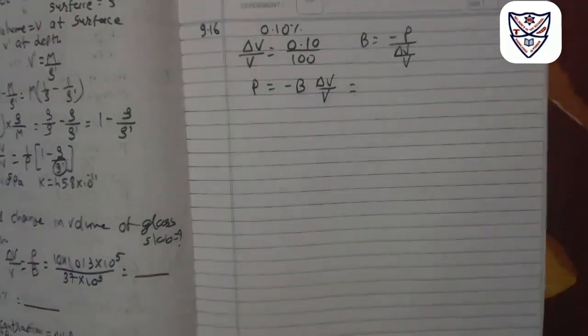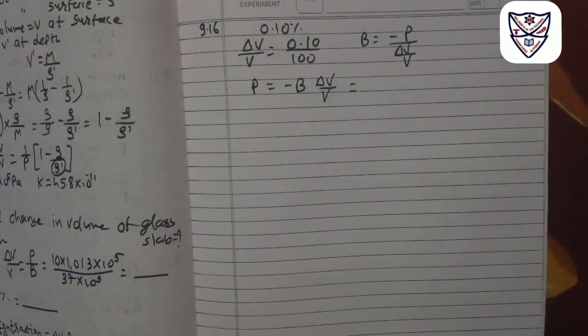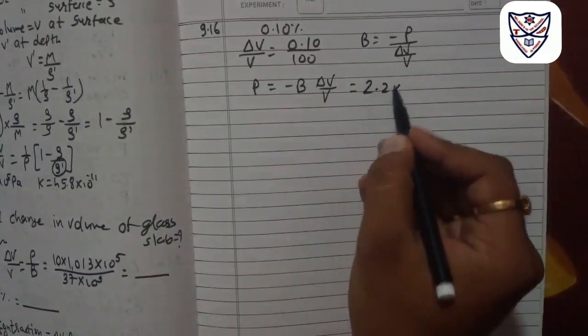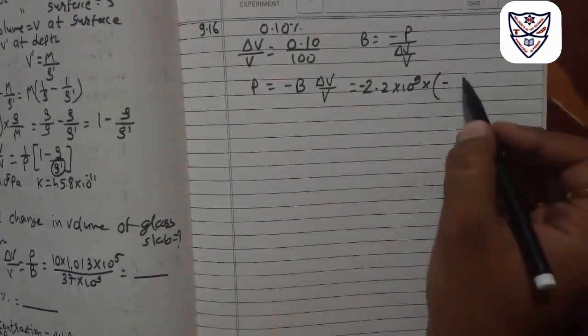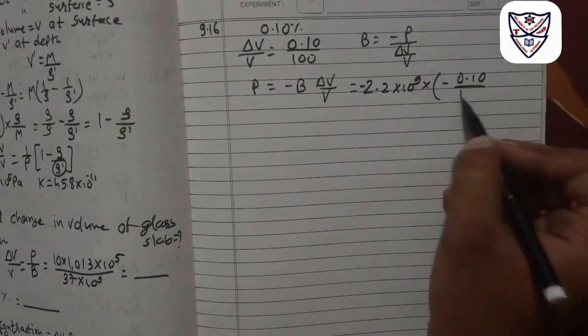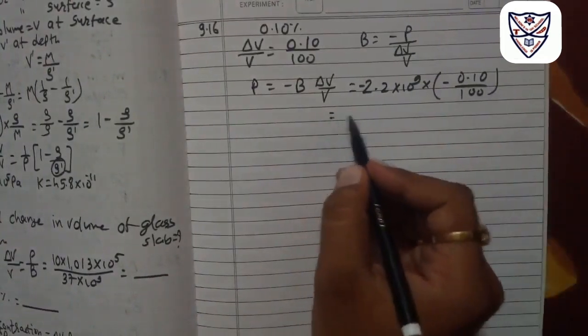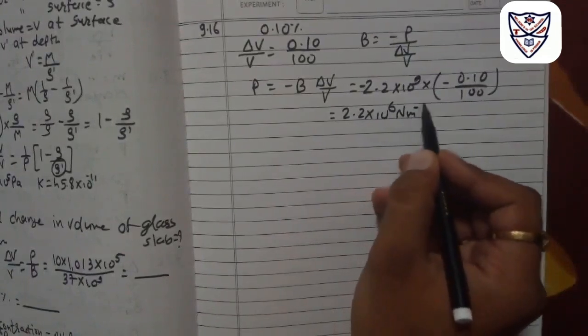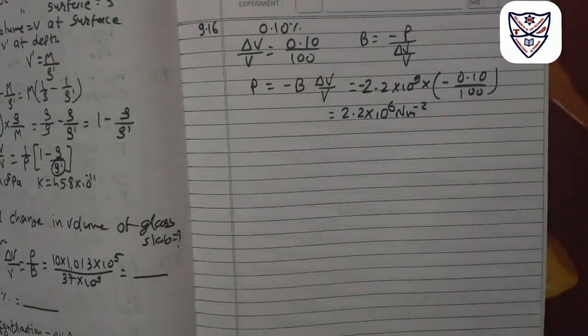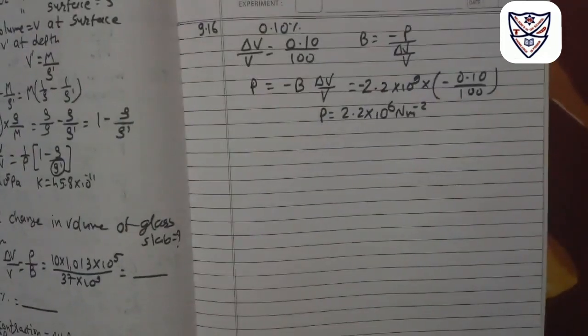Right. Now bulk modulus, it is given and that value is 2.2 into 10 raised to 9. Here I have to write negative into again negative 0.10 upon 100. So after calculating we get 2.2 into 10 raised to 6 Newton meter to the power minus 2. So that is our pressure, right? So this pressure has to be applied on a liter of water to compress it by 0.1%.